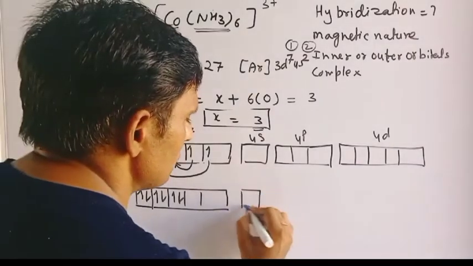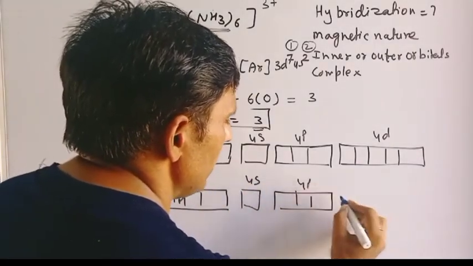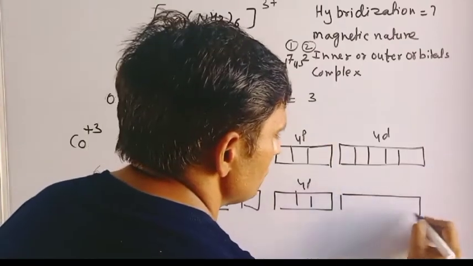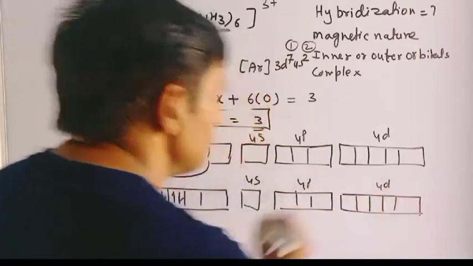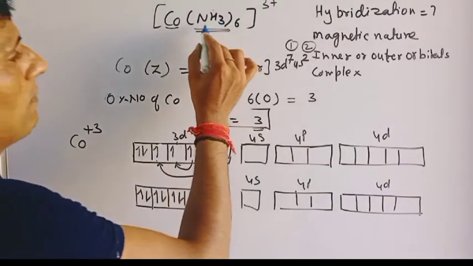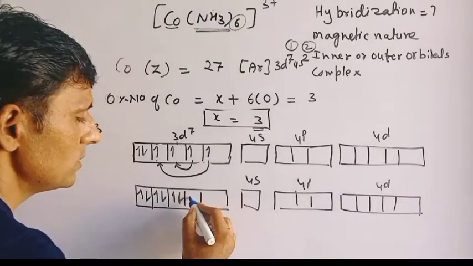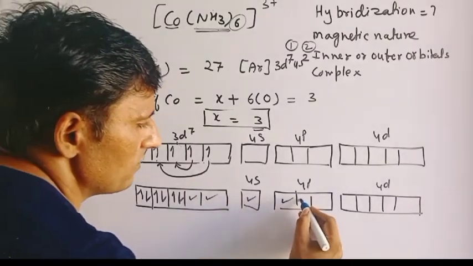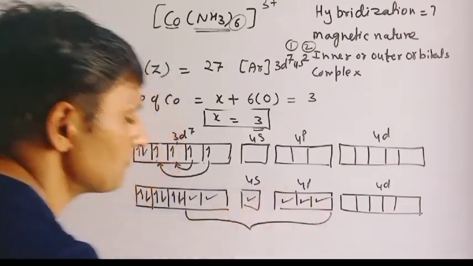Now 4s, 4p, and 4d. Because 2 orbitals are empty here, and the ammine ligands require only 6 orbitals. So 1 2 3 4 5 6. These 6 orbitals receive the electron pairs.